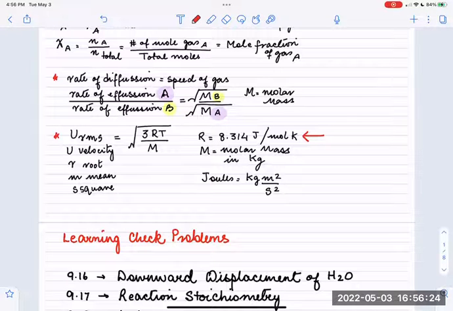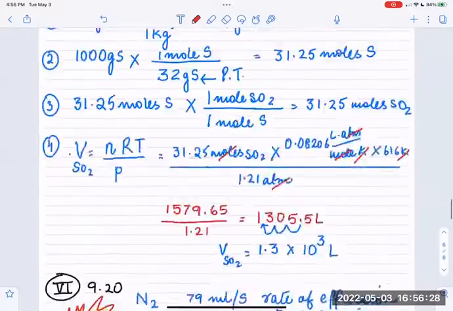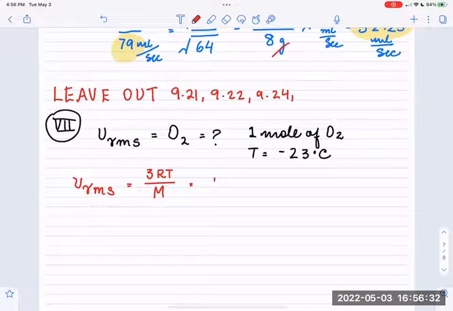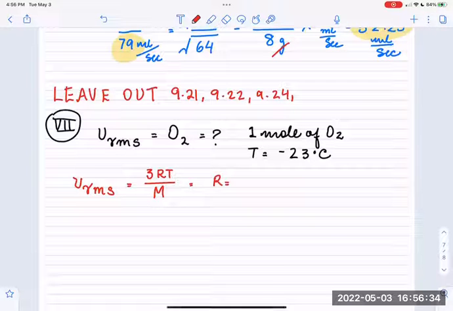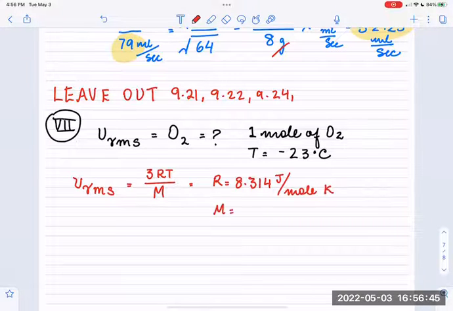8.314 joules per mole K. But how would we have known to use that from the wording of the question? Because it didn't have joule. Oh, because it said velocity, huh? Yeah, I asked to calculate the root mean square. Yeah, M is the molar mass.